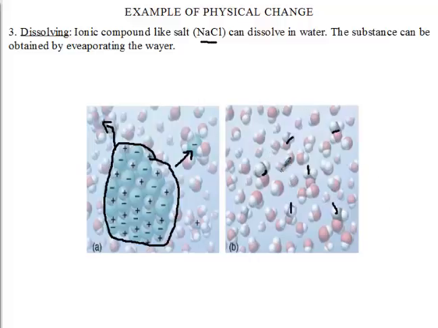Now, this can be reversed. If you want to get your salt molecules back, you just need to get rid of the water molecules by evaporating. So you can get your salt back by evaporating the water molecules. So no new substances are formed in physical changes. Physical changes are mostly reversible.